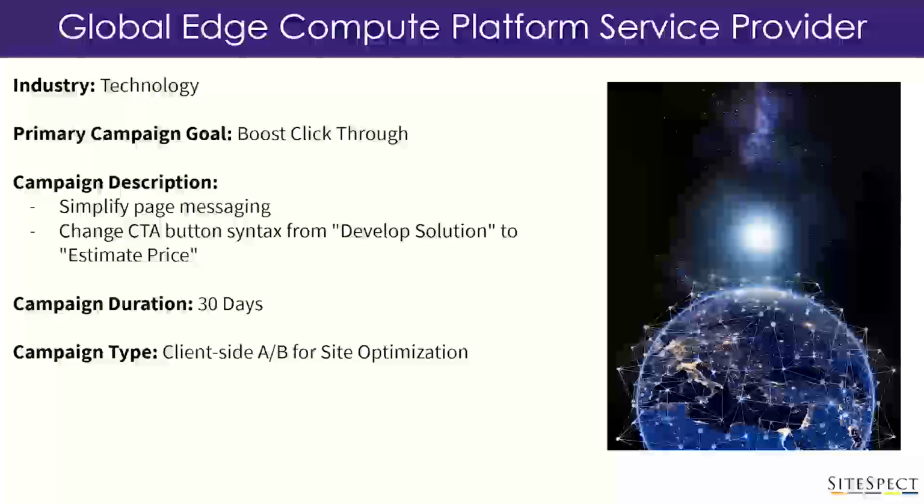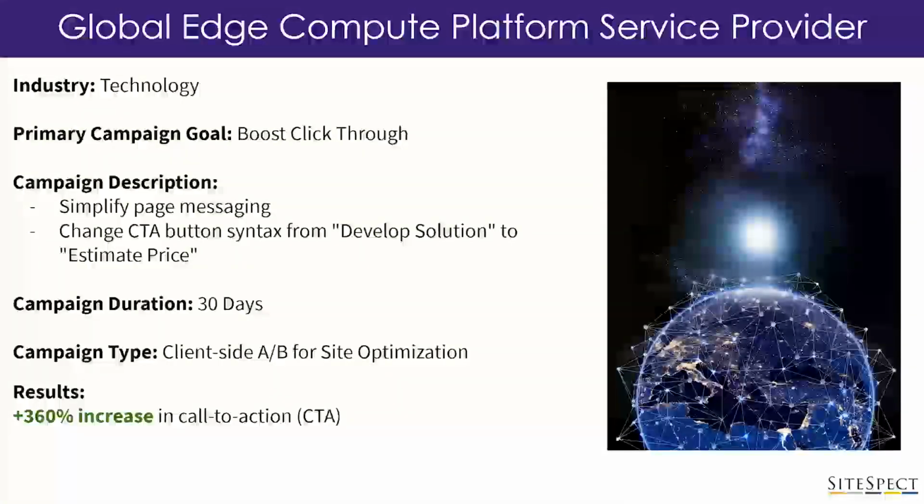This first one, we're describing this kind of fast here, but this was a computation platform service provider. They simplified the messaging. They had a whole paragraph on the page describing what they wanted to accomplish. They tested getting rid of that and then being more direct on what was going to be accomplished. Develop solution sounds kind of esoteric, and I'm sure some lofty person with lofty goals had developed solution. But estimate price is really what the user wanted to accomplish with the next step, and it was really what you did. So they did that: a 360% increase in calls to action by simplifying the messaging and having a more direct call to action. Okay, let's look at the next one.